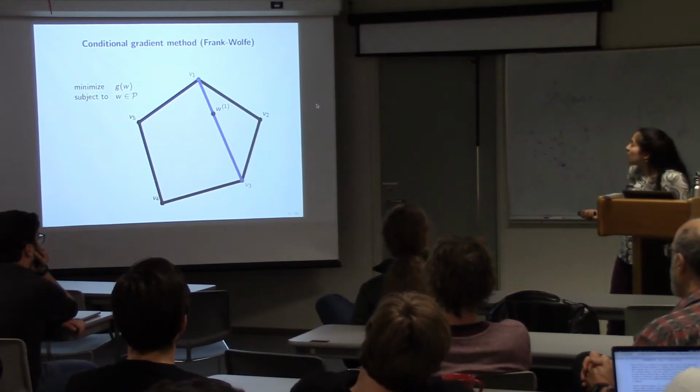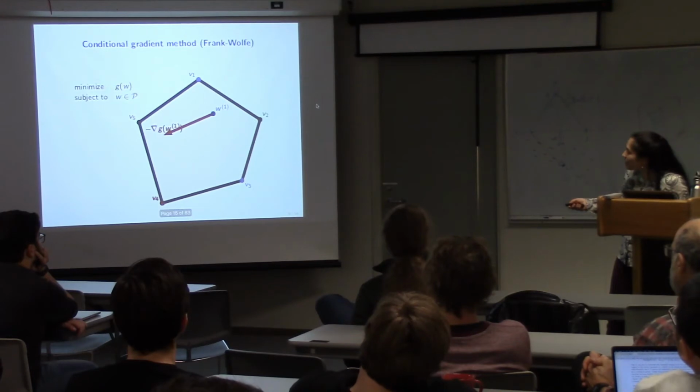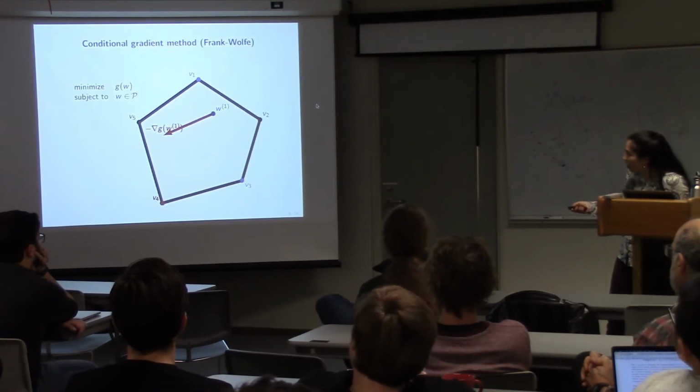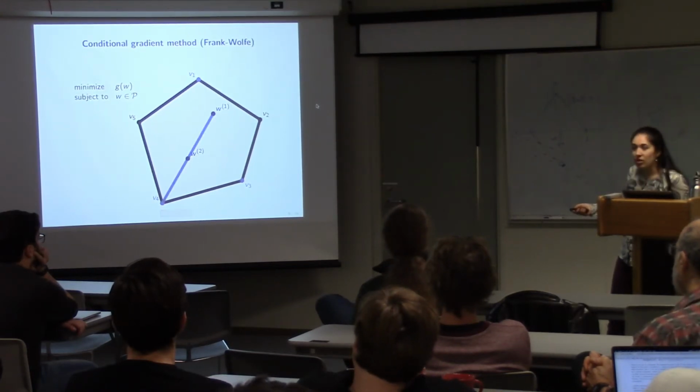Now I do the same thing. I compute the gradient at w1. I look in the negative gradient direction. I find the vertex that maximizes the inner product with the negative gradient, v4, and I step in that direction. Okay. I keep going on like this.